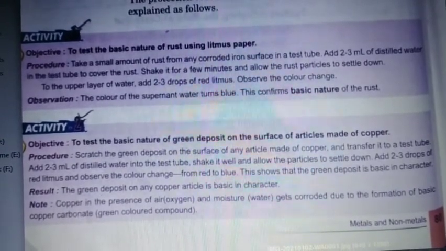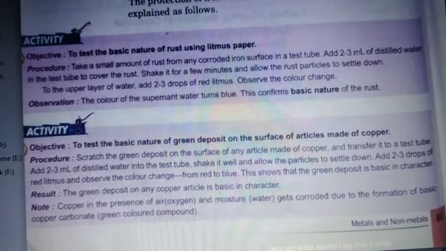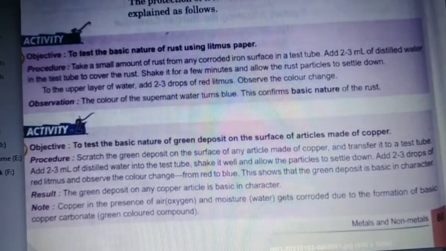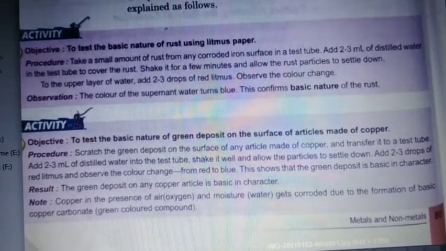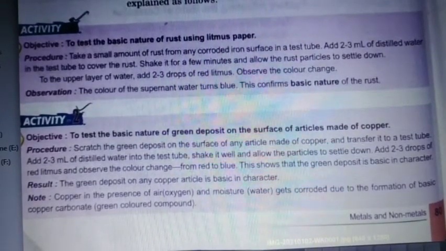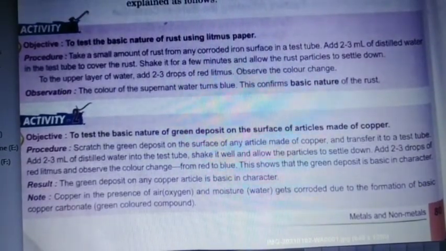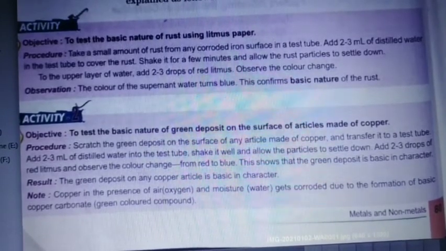The next activity is to test the basic nature of the green deposit on the surface of articles made of copper. Now the procedure is given. Scratch the green deposit on the surface of any article made of copper. Collect the green deposit from the surface of copper and transfer it to a test tube.